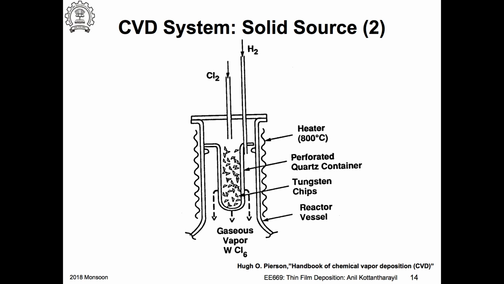These days nobody does this kind of stuff because you can buy tungsten hexachloride or hexafluoride off the shelf. By the way, this is important because tungsten is used as a plug material in VLSI. After you make the contact, you use it as a plug. Tungsten plug technology is very important.